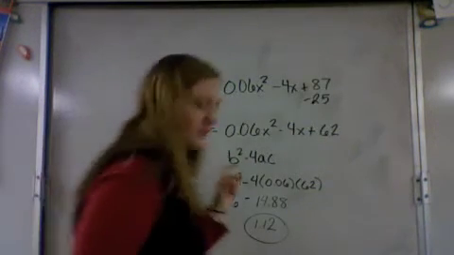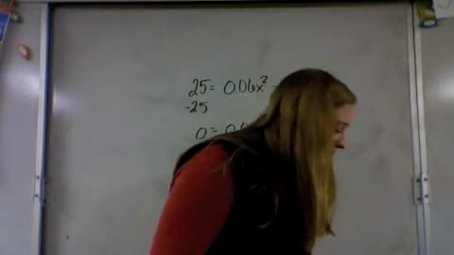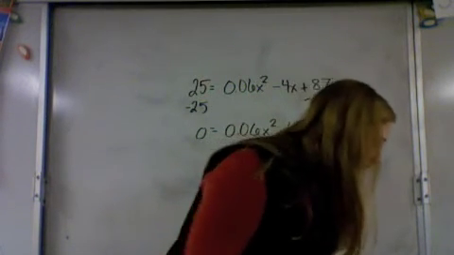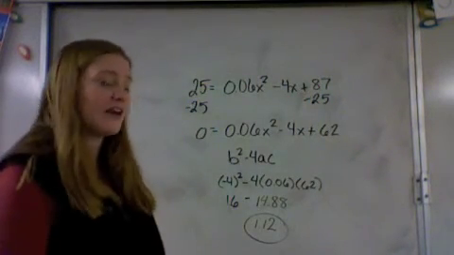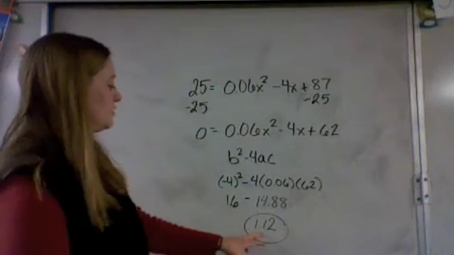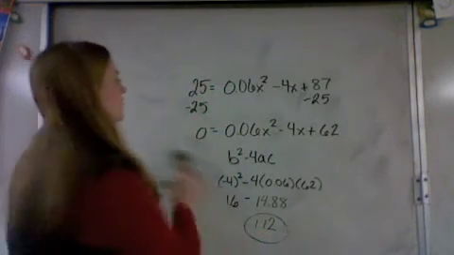Okay? That's part A. For part B, it says to find the speeds at which the parakeet consumes 25 milliliters. And so what that means is we're just finding the x values now. We're finding the actual solutions. Well, what I can do is I can use the fact that I already know my discriminant is 1.12 and plug that into the quadratic formula.